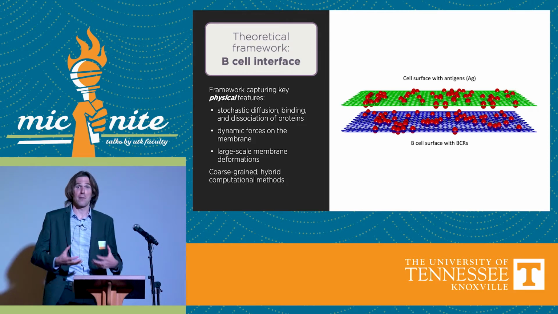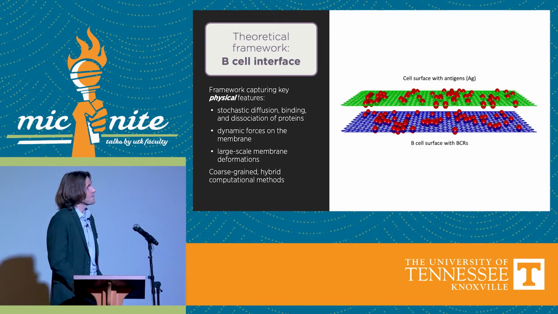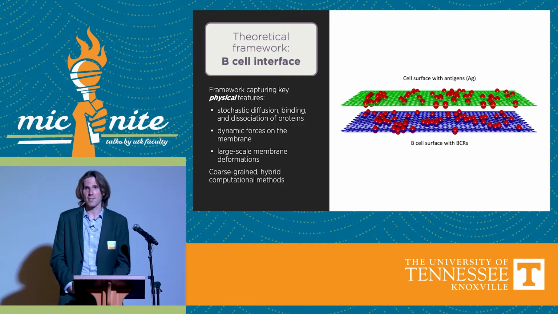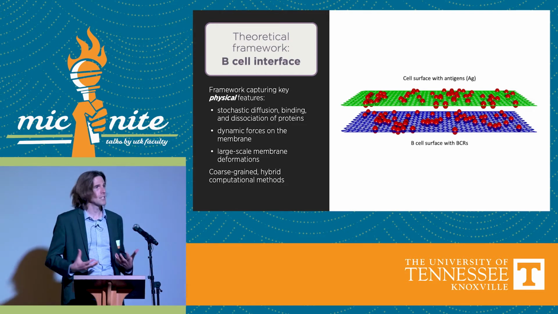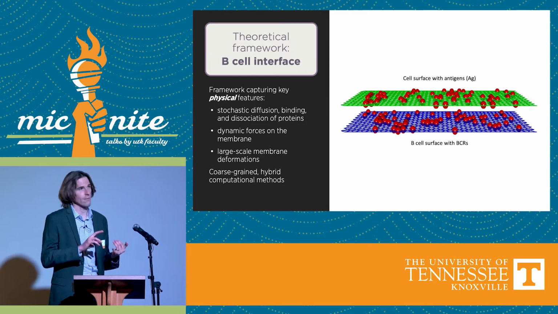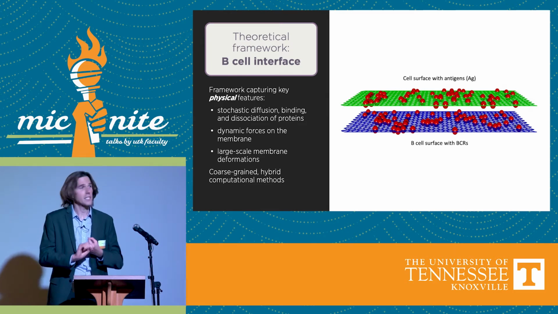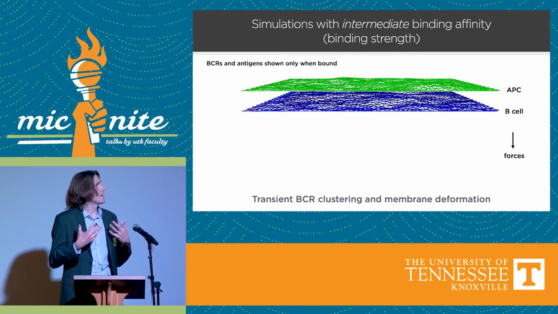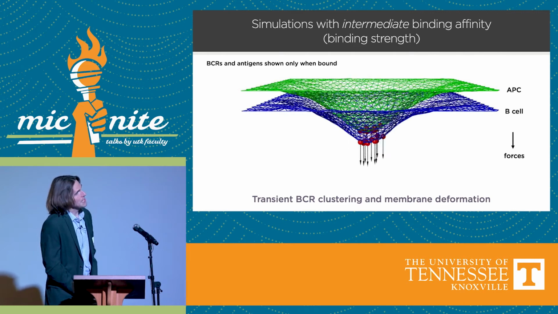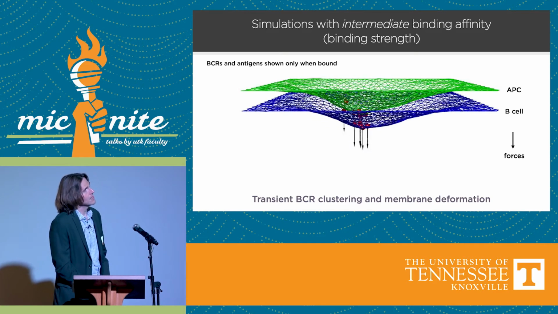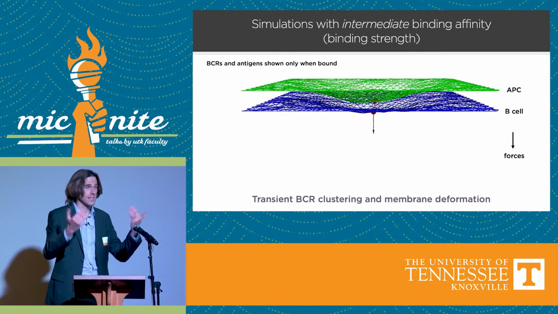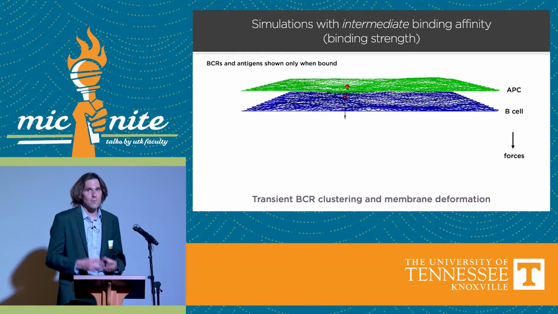So I'm going to tell you a bit about our mathematical modeling, which we do in my group. We focus on simple models that capture key physical features of cells that allow us to gain physical insight into how they work. We capture the key features like randomness, forces, large-scale deformations, and we use computer simulations to understand the consequences of these effects. So what you're seeing here is a result of one of our computer simulations. There's a B cell surface represented mathematically on the bottom, an antigen-presenting surface on the top, and you see these red balls emerge.